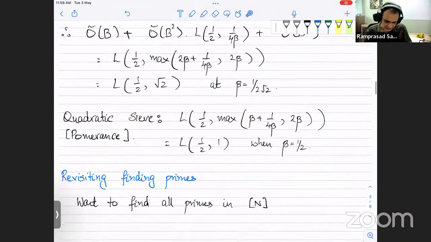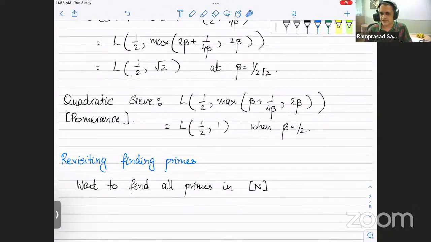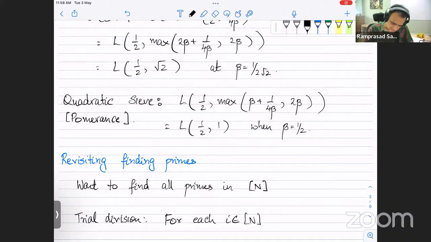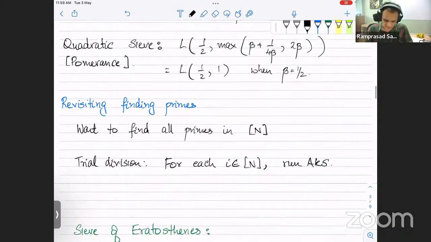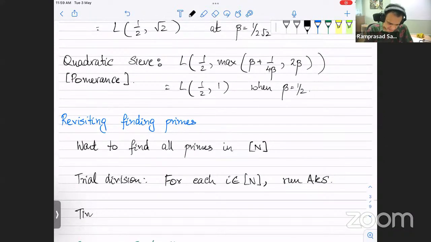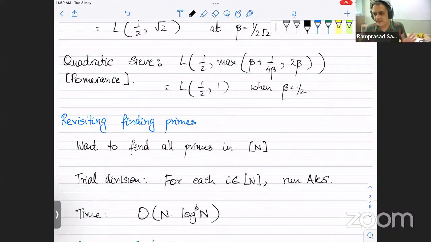So I'm going to start off with this: suppose you wanted to find all primes in the range 1 through n. Let's go back to that and ask how much time this will take. The stupid algorithm is called trial division: for each i, run AKS. The time taken here is basically O of n times log n to the 6 or something like that, whatever is the time taken for AKS.